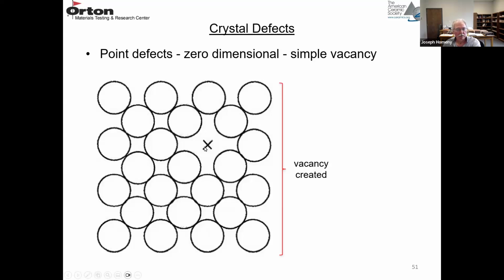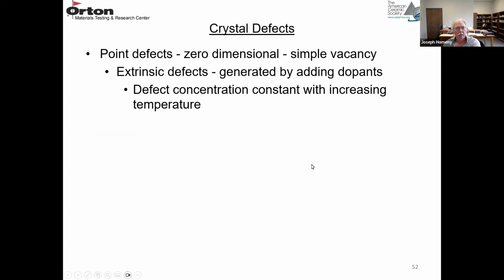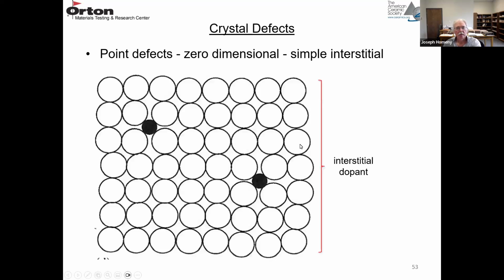And then you can also have simple vacancies. So here's a vacancy, basically a missing atom. Simple vacancies are not intrinsic, they're extrinsic. Simple vacancies are generated by adding a dopant. So the defect concentration is constant, and it's a function of the dopant level. So the defect concentration is constant with increasing temperature. So temperature has no effect on the vacancy concentration if it's an extrinsic defect.